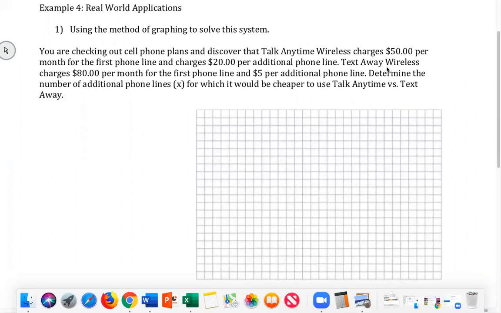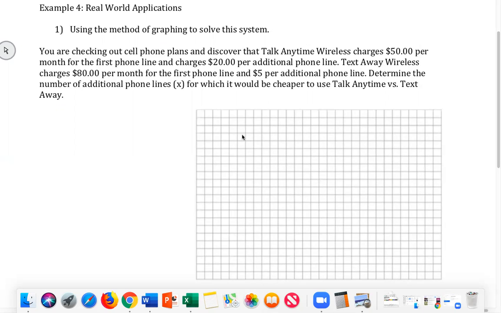So kind of think of yourself in front of a group of people and you were trying to convince them, or trying to deter people from going with one company or to go with another company. So you were checking out cell phone plans, discovered that Talk Anytime Wireless charges $50 per month for the first phone line and charges $20 per additional phone line. Text Away Wireless charges $80 per month for the first phone line and $5 per additional phone line. Determine the number of additional phones listed X for which it would be cheaper to use Talk Anytime versus Text Away.